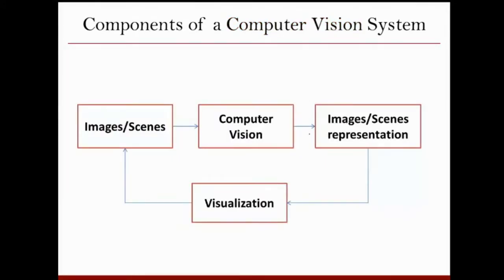So what are the components of a computer vision system? As we saw in the previous slide, we have the images or scenes as input. Then we apply computer vision, extracting some information from those images. And then from the information you extract in this module, you do some kind of interpretation, some kind of representation from that understanding that you get in the previous block.